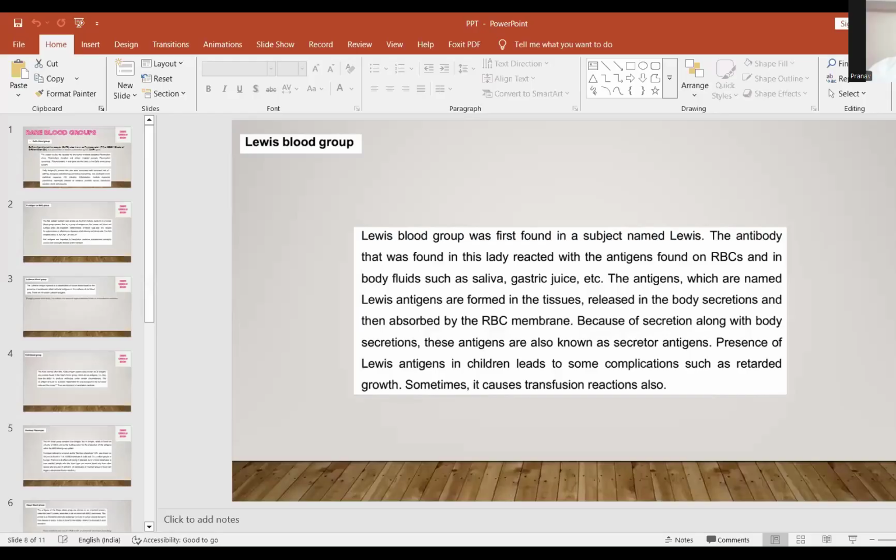So far so good. Now let us think about certain rare blood groups. So I'll be sharing my slides and hope this will be visible to you.